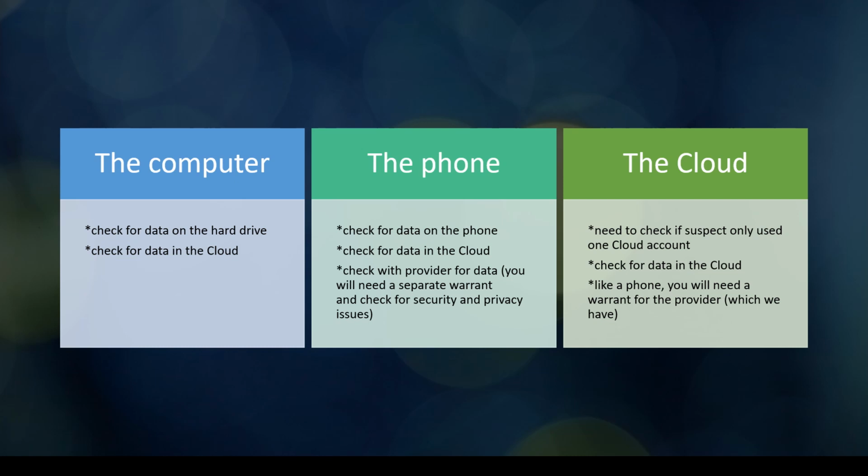So for the computer, we're going to check for data on the hard drive and then check for data in the cloud that the computer was using. Then with the phone, we're going to check the data on the phone and also check data in the cloud that the phone was using. We have to check with the provider for data. We'll need a separate warrant, and we'll have to check for security and privacy issues. For the cloud, we need to check if the suspect only used one cloud account, and then we'll check for data in the clouds. And like the phone, we will need a warrant for the provider. In this case, we already have it.